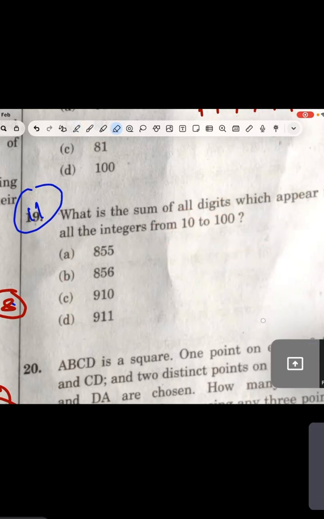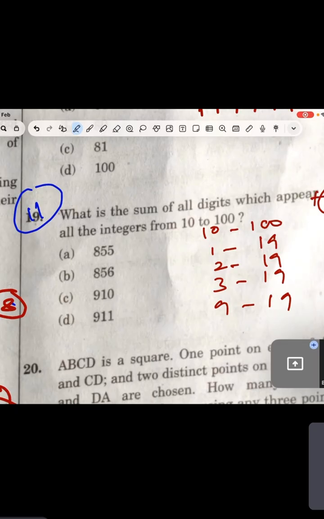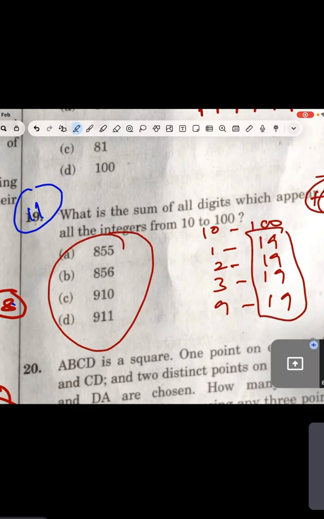See guys, let's find out how many digits there are. From 10 to 100, 1 will appear 20 times, 2 will appear 19 times, 3 will appear 19 times, and even 9 will appear 19 times. So guys, have you understood? If I remove 1 from here and take 1 plus here, then they are in multiples of 19. It means whatever the answer will be, it will be a multiple of 19 plus 1.